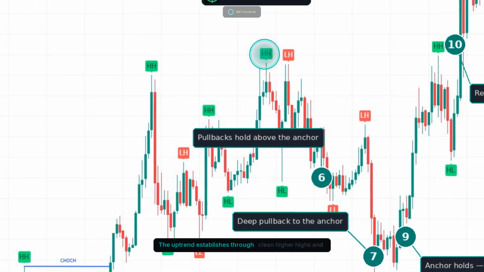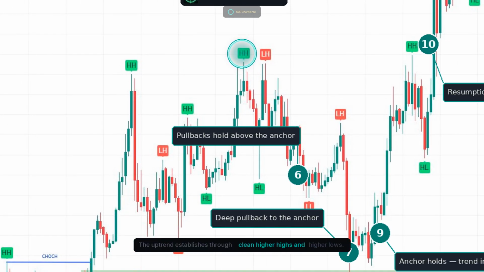The uptrend establishes through clean highs and higher lows. Each higher low sits well above the anchor, confirming the trend is healthy and the origin zone is doing its job far below. The anchor is out of immediate relevance now. Price is making new highs, but it remains the defining level, waiting in case price ever pulls back far enough to test it. The second half of the chart is what happens when it does.